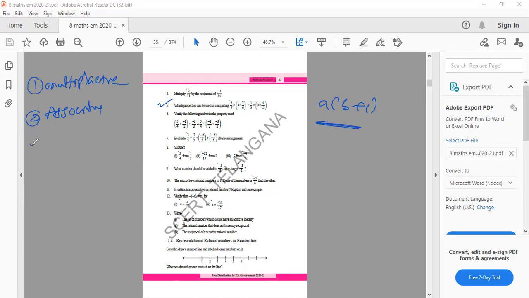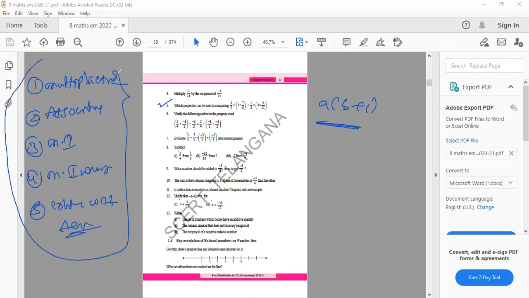Next, multiplicative inverse. Multiplicative inverse means you're multiplying a number with its multiplicative inverse. Next, multiplicative identity. If you multiply a number by one, that is the multiplicative identity. Next, closure with addition. These are all the things which will come. Please copy the answers. These are all the properties which are involved in the given question. Clear?